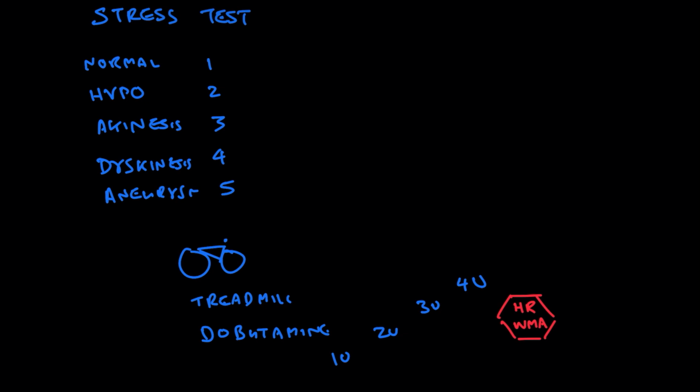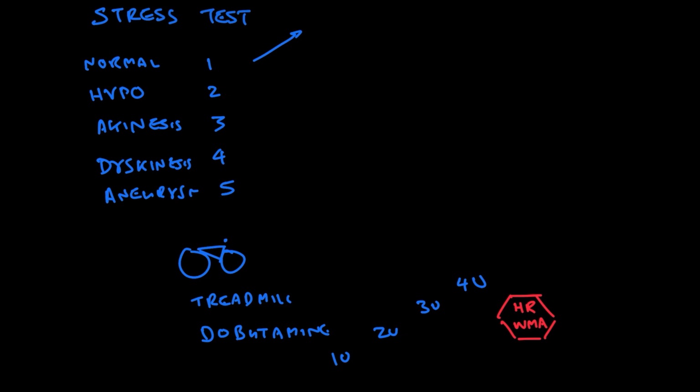So, okay, we stress the patient, whether it's with treadmill, with cycle, or dobutamine. And what are we looking for? Well, a normal response would be that all of the segments start off as a 1, and they increase. They're hyperkinetic. That would be a normal response.